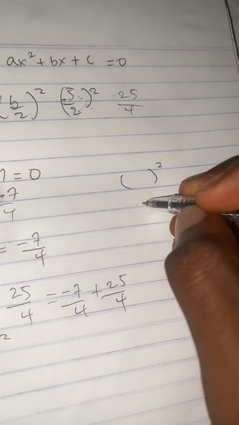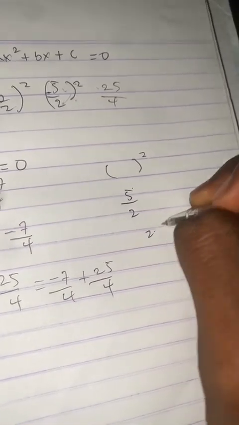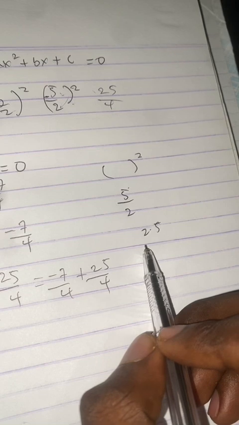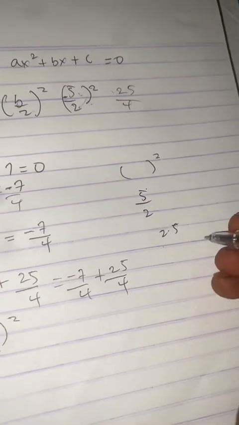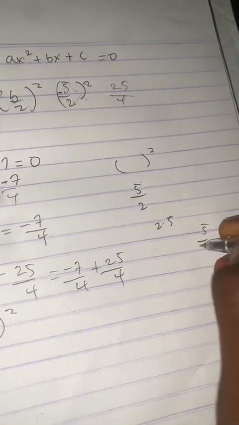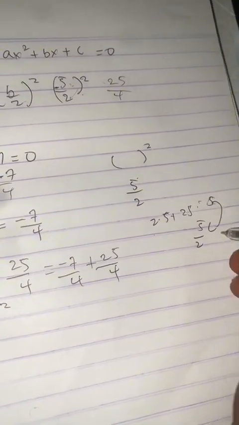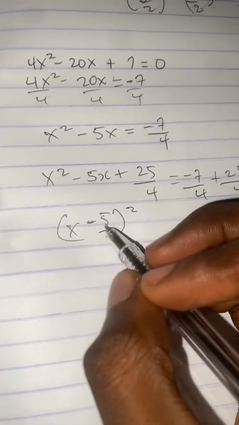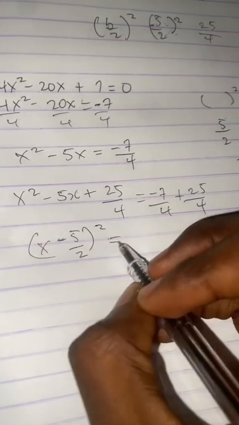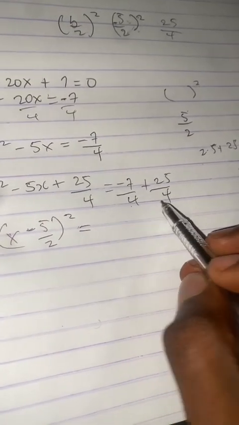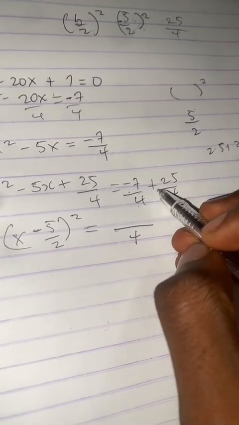Half of this is 5 over 2. Okay? If you want to say this, half of 5 is 2.5, right? And 2.5 in fraction would be 5 over 2. When you do 2.5 plus 2.5, which is 5, your fraction is 5 over 2. That's how I got this 5 over 2. Okay. Then you'd say equals. This and this is the same denominator. Negative 7 plus 25, 18.